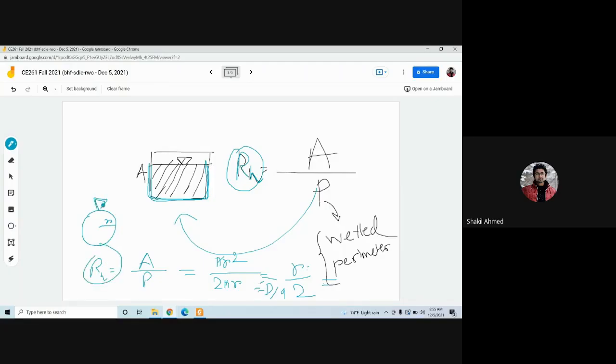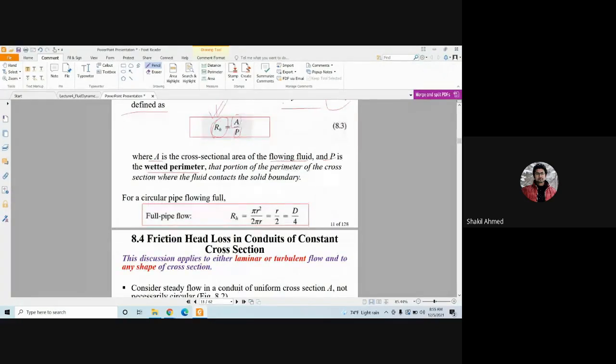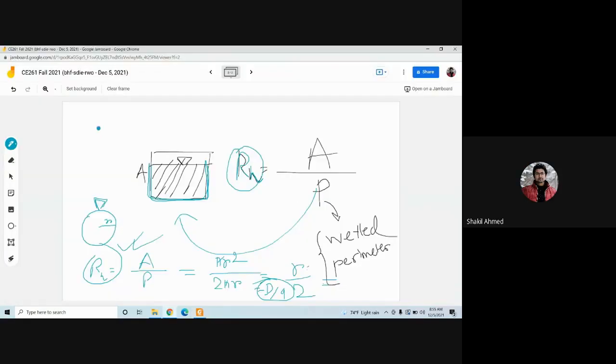For circular pipe flowing full, hydraulic radius equals D by 4. Any question? For full pipe flow, this is D by 4 hydraulic radius. If the flow is not full, it is not D by 4. It is something else, because in that case you have to take this cross sectional area instead of the complete cross sectional area.